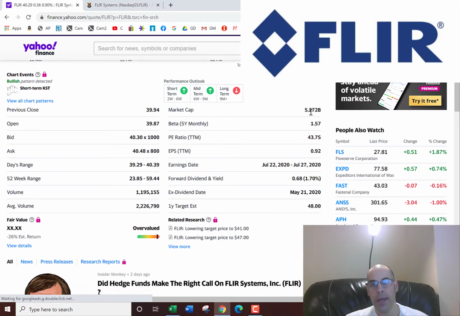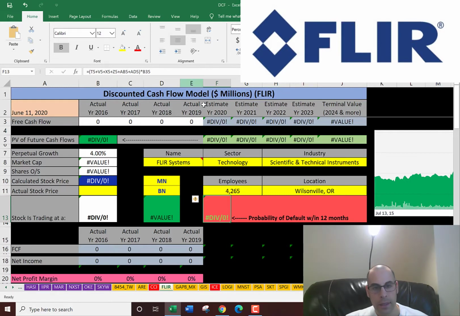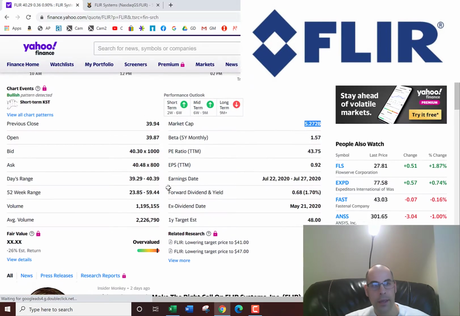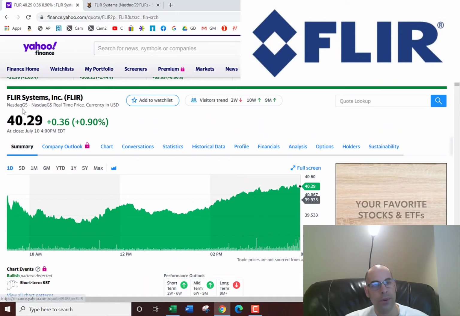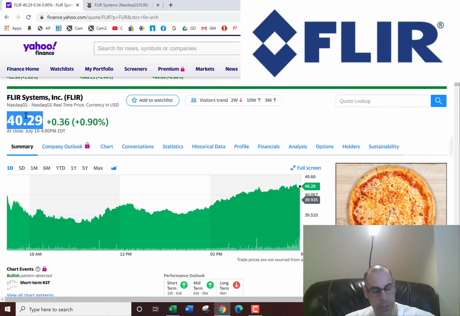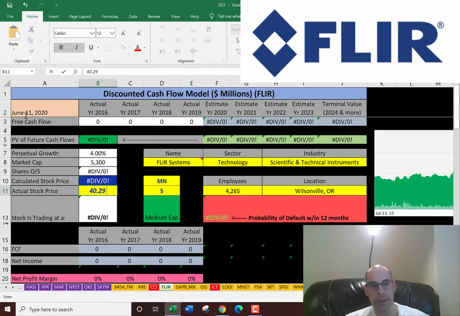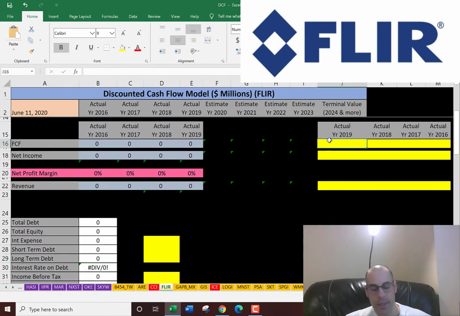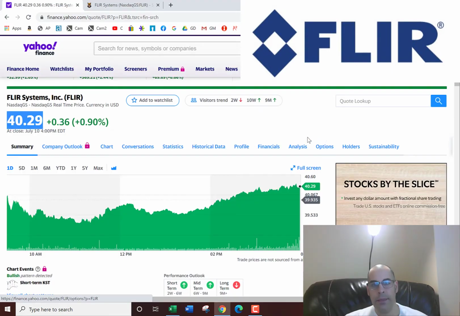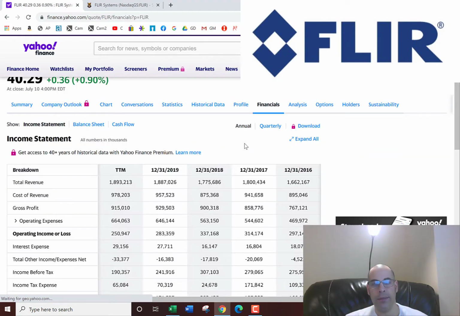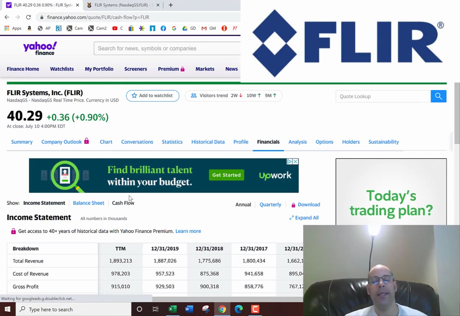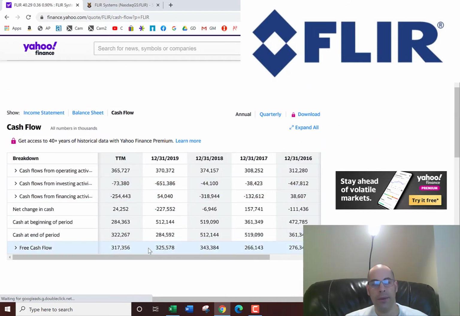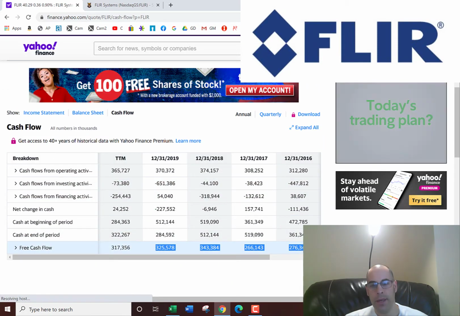This company has a market cap of $5.3 billion. And let's find out what they're trading at. They're trading at 40.29, so one share of stock costs about $40. And let's get their free cash flows. And the way we value a company is we estimate the future free cash flows, and then we discount that number back to today's value. And that's what I'm doing here in the video.